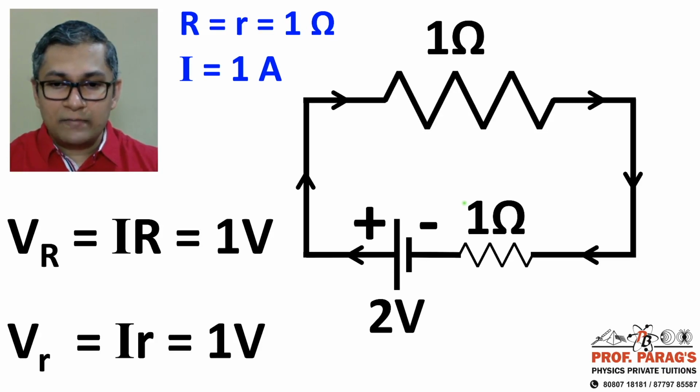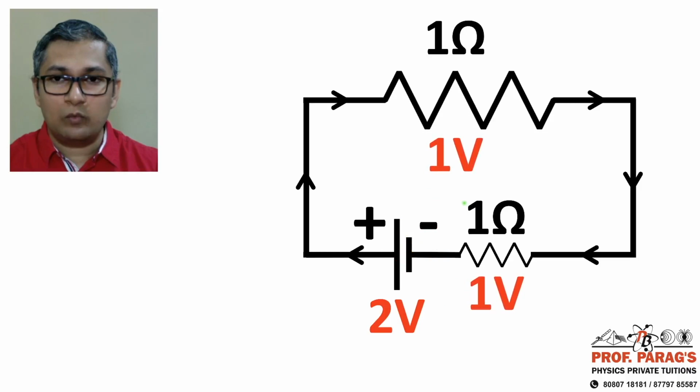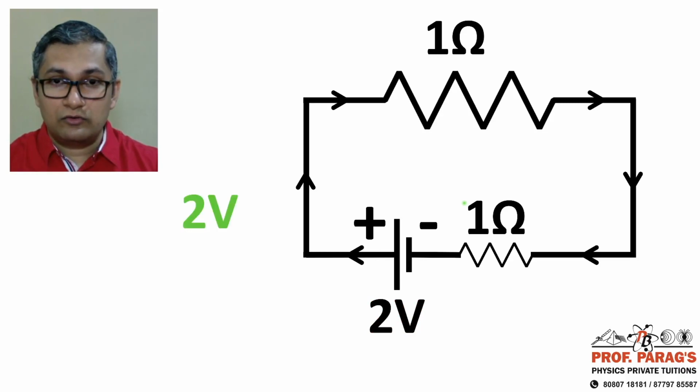So we got some numbers here. There was 2 volts, which split into 1 and 1. Again, we had 2 volts of the cell which became 1 and 1, 1 volt across the 1 ohm resistance. So the number 2 and these two numbers, 1 volt each, what are they?